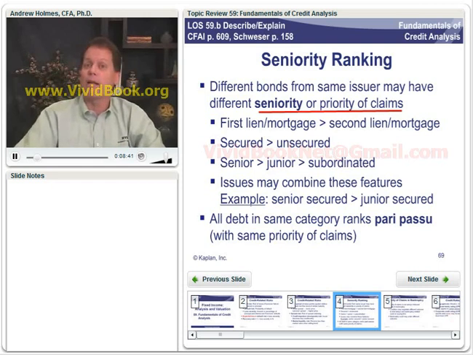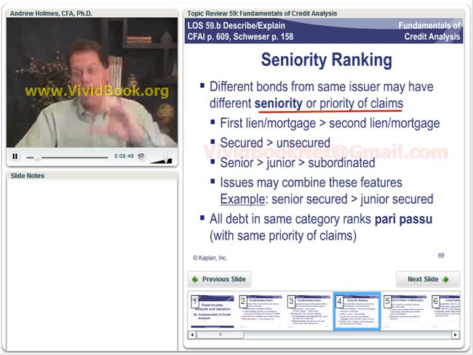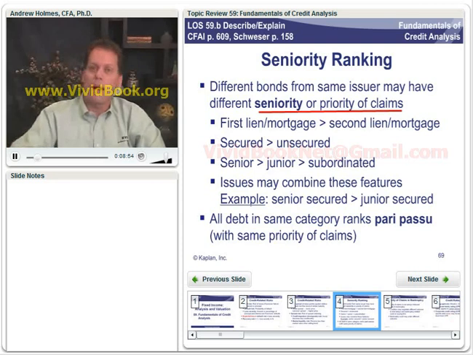If you're at the bottom of the hierarchy, then you have to worry: when we sell the assets of the bankrupt firm, is there going to be enough money to pay off everybody above me and to pay me off as well? And of course, issues can combine these different categories, as I mentioned. So you can have senior secured versus junior secured, that sort of thing.